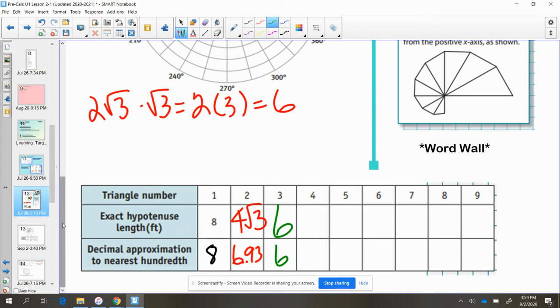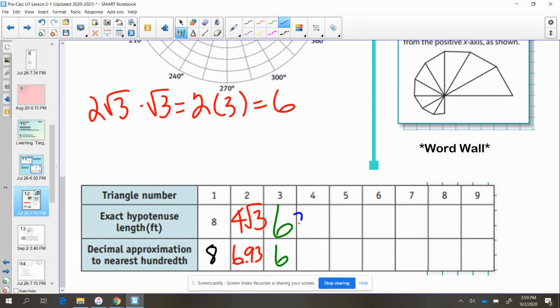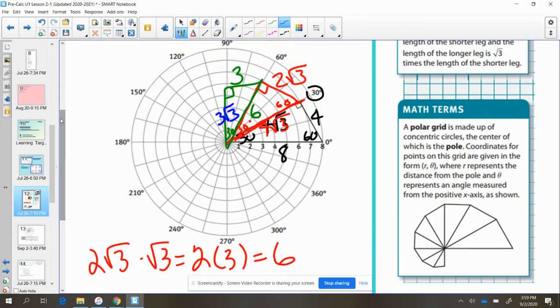From there, divide that by 2 to get the length of our short side, 3, and then multiply that by the square root of 3. Our next hypotenuse is 3 square root 3, which you could take the decimal approximation of. And then this is where things start to get a little ugly because we're going to start involving some fractions. So again, divide that by 2.